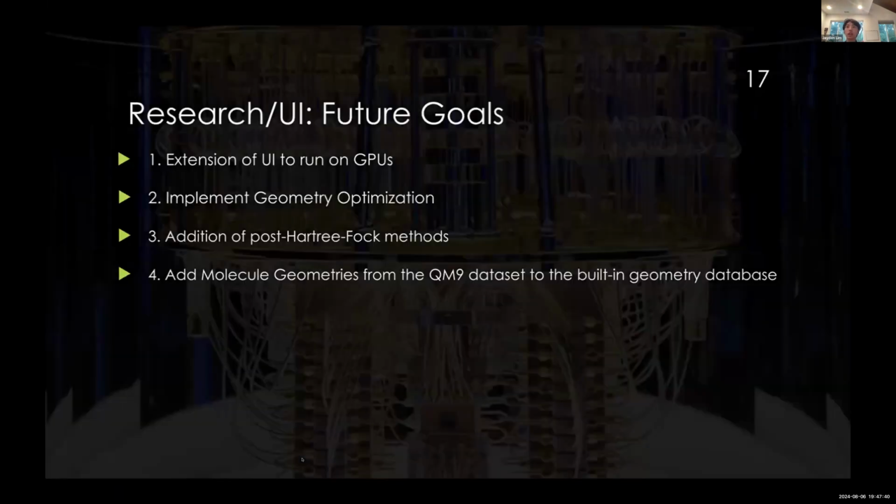Some of the goals for our UI are to extend it to be able to run on GPUs, as a lot of this is computation heavy, and being able to run on GPUs would save a lot of time. Another thing is to implement geometry optimization. We'd also like to add post-Hartree-Fock methods, and we would also like to add more molecule geometries to our database from the QM9 dataset.